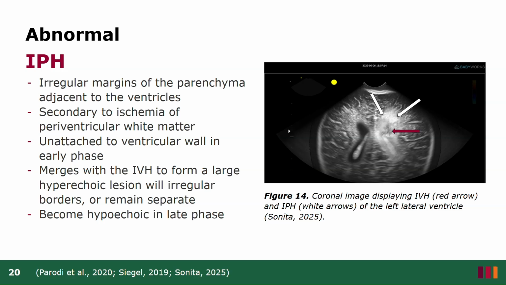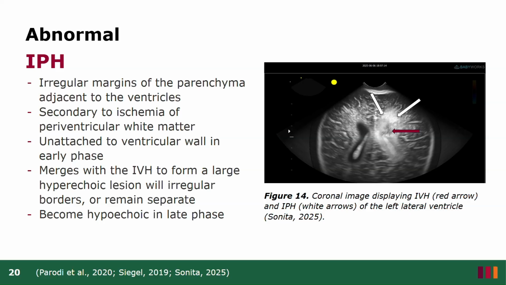Intraparenchymal hemorrhage is not an extension of the intraventricular hemorrhage, it is a result of ischemic injury to the periventricular white matter. It appears on ultrasound as an echogenic, mass-like lesion with irregular margins in the parenchyma adjacent to the ventricle. In its early stage after onset, it's unattached to the ventricular wall. In a later phase, it may merge with the ventricular wall to form a larger hypoechoic lesion or remain separate.